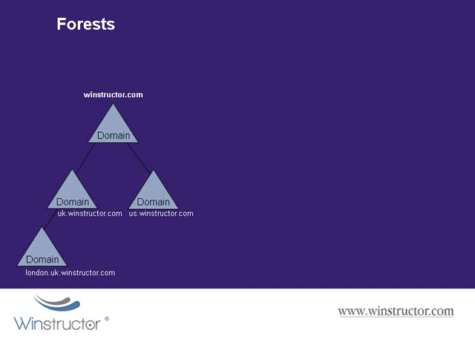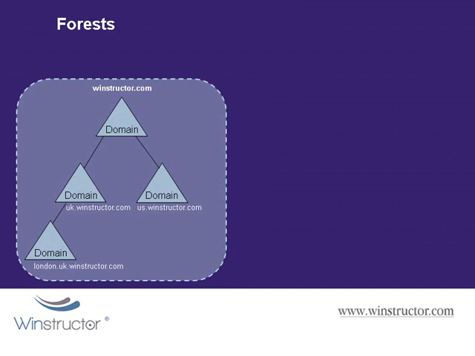Child domains can also, of course, contain other child domains. So we can see that the child domain of uk.winstructor.com is london.uk.winstructor.com. So this relationship makes uk.winstructor.com the parent of the London domain. Yet this entire structure here still forms a single domain tree, and our forest boundary is now considered to be this entire area.